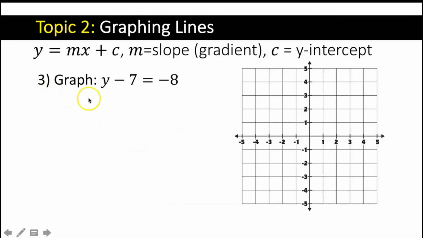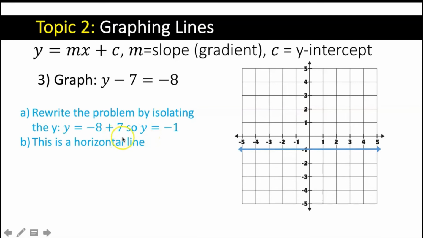In question number 3, graph y minus 7 equals -8. In this case, I want to add 7 to both sides to get the y by itself. So I end up with y equals -8 plus 7, which means y equals -1. If I go to -1, I don't have a slope, because I don't see any x there. So that means my slope is 0. This is just a horizontal line. When you have y equals some number, it is just a horizontal line. So this is a horizontal line at y equals -1. And again, the slope of a horizontal line is 0.